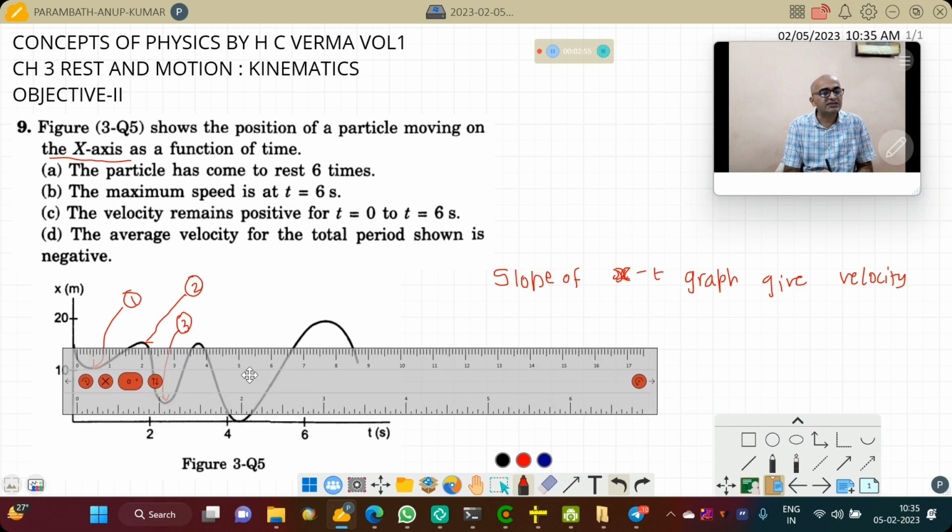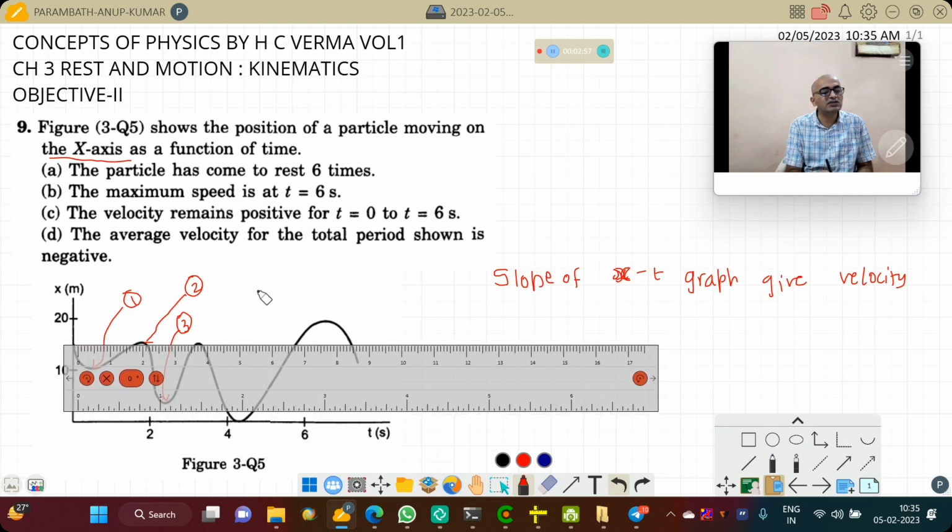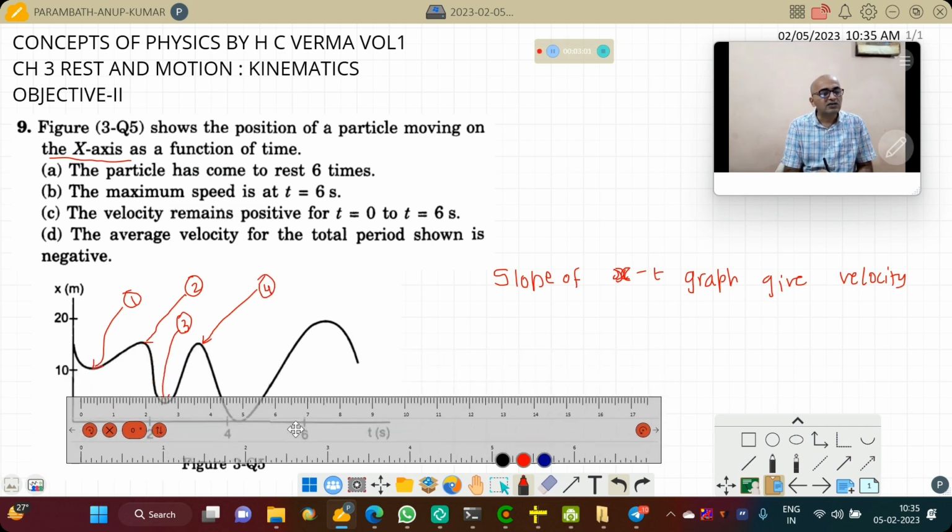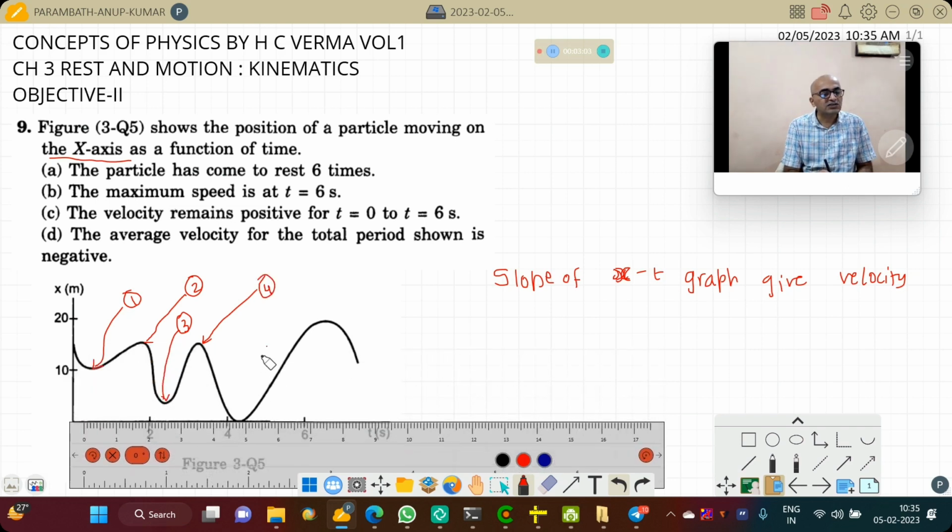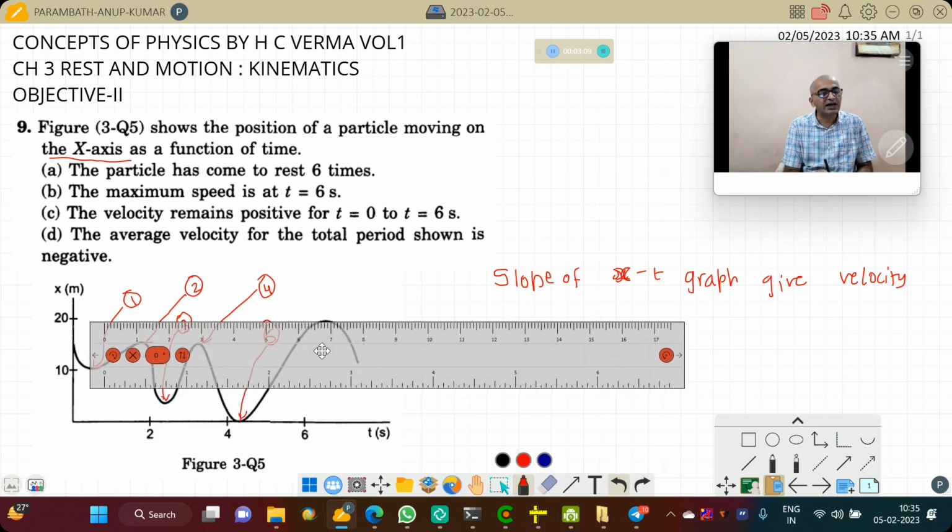Then it's here. This is the fourth point, students. Then now it is at this location. This is the fifth point, students. And you can also see that it is flat at this location. Therefore, this is the sixth point, students. So the particle has come to rest 6 times. That is correct. So this is true.